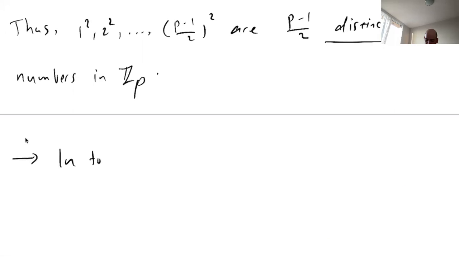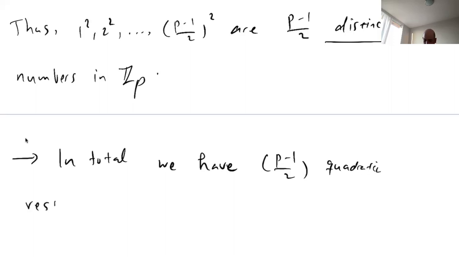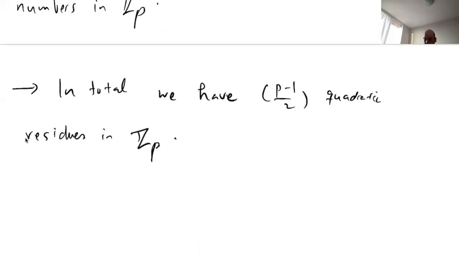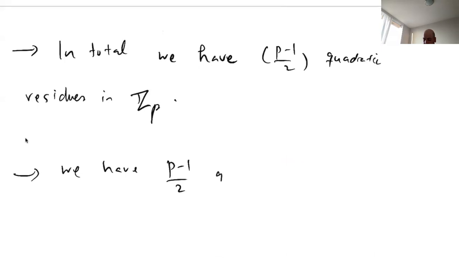In total, we have (p-1)/2 quadratic residues in Zp. And therefore the rest will automatically be quadratic non-residues. So we have (p-1)/2 quadratic non-residues in Zp.